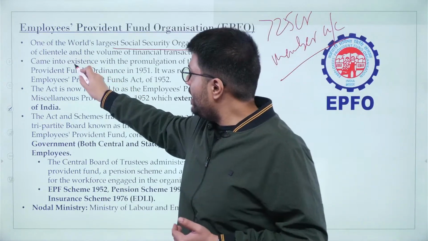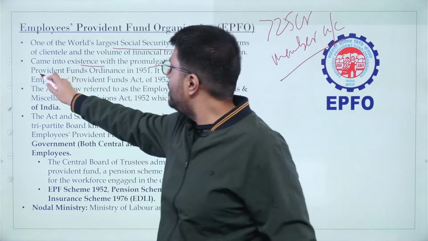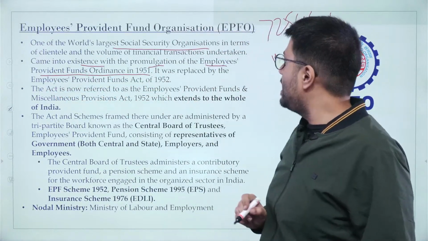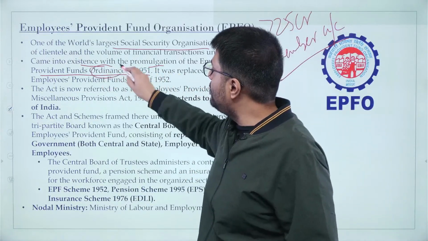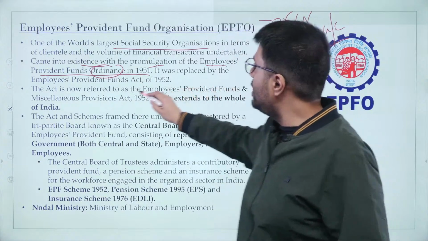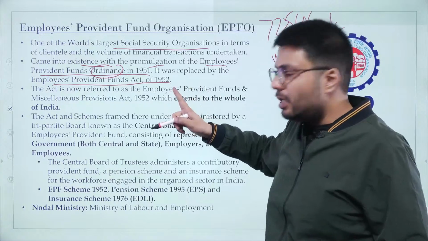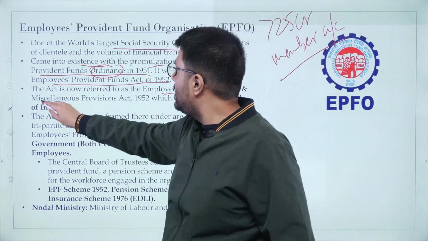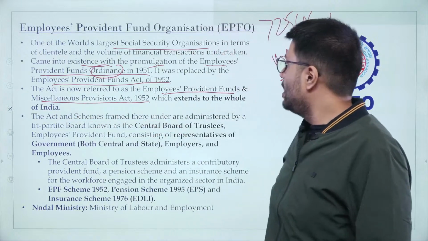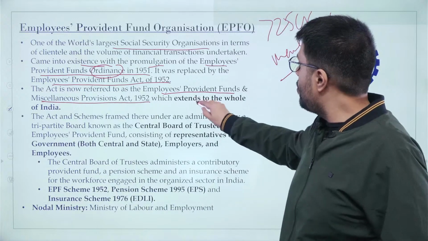Now, this body came into existence with the promulgation of the Employee Provident Fund Ordinance in the year 1951, and later on this ordinance was replaced by a statutory act called the Employee Provident Funds Act of the year 1952, which is now referred to as the Employee Provident Funds and Miscellaneous Provisions Act. Now, the ambit of this act extends to the whole of India.